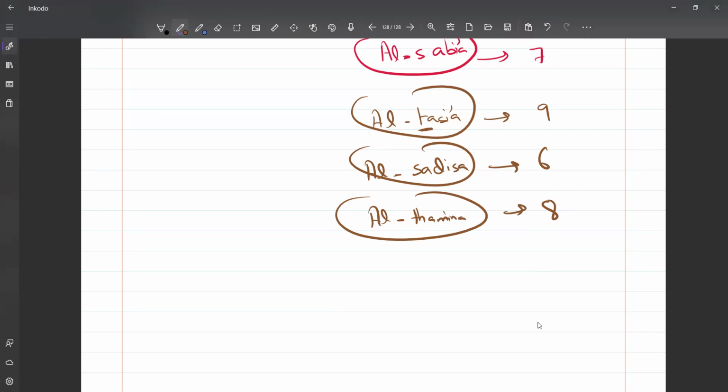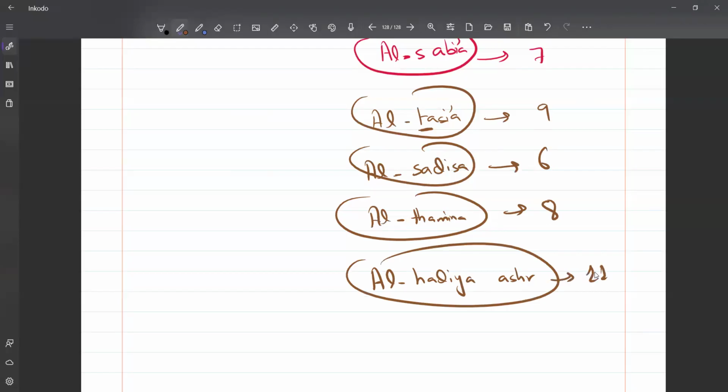And al-ashara means 10. And al-hadiya ashar means 11. And as-saniya ashar means 12, right?